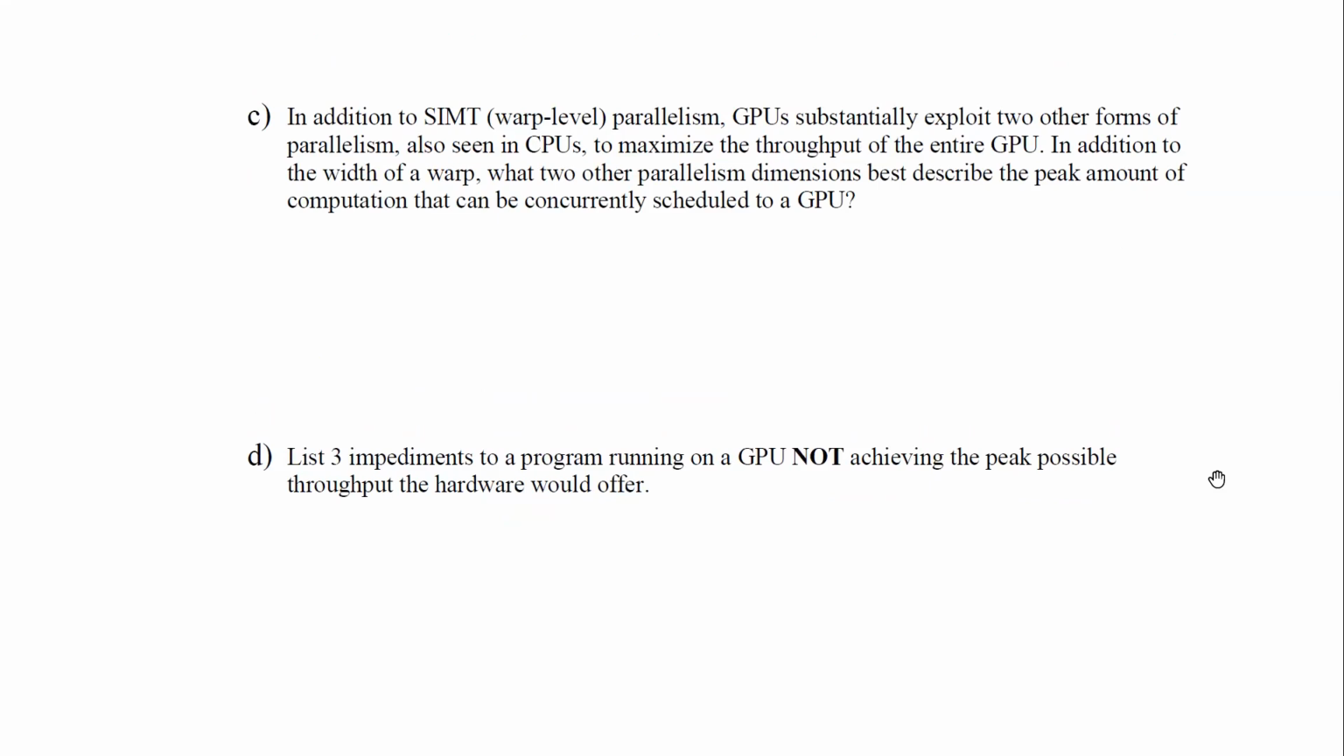Okay, so the SIMT, this warp level parallelism. What are the other things that GPUs are using? What are the other types of parallelism optimizations that they are employing that we have seen for CPUs that are also being used in a modern GPU?